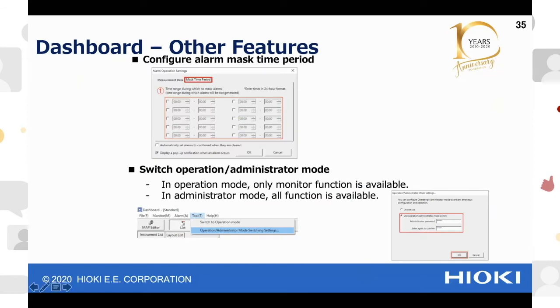For some companies, they don't want to have any kind of false alarm. They can also have this kind of mask time period. So you can put certain periods from this time to this time. Any alarm notification will be masked off, will be hidden, so it won't be activated. And then you can also have an operator mode or administrator mode. Once you set to administrator mode, you put in a password, so you can change all the different settings. But once you go into operator mode, you cannot change any setting unless you log in using the password. So these are the additional security features that will allow you to prevent people from accessing your layout pictures or changing any settings in the dashboard.